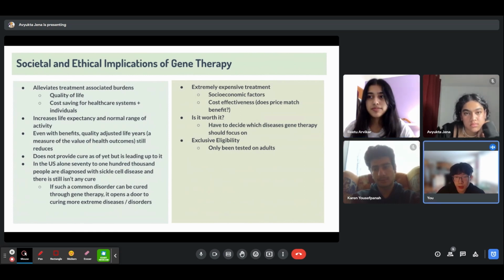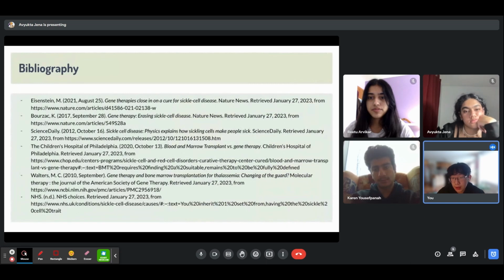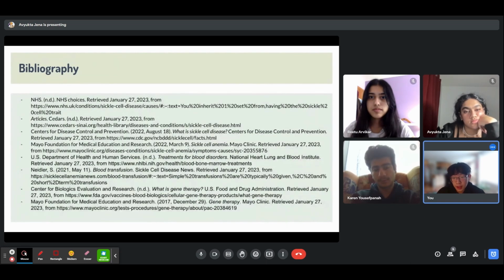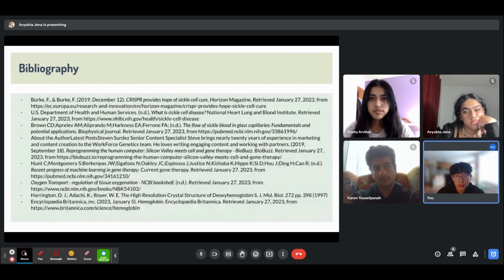Overall, gene therapy is still a powerful growing force of medical treatment that, through further development, can not only fully cure sickle cell disease, but also other chronic diseases that have plagued humanity for thousands of years.